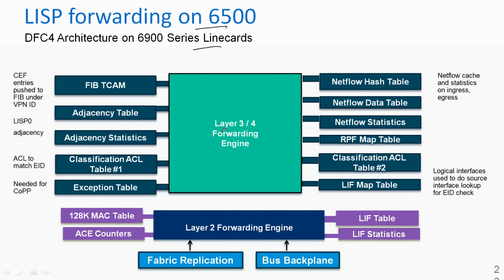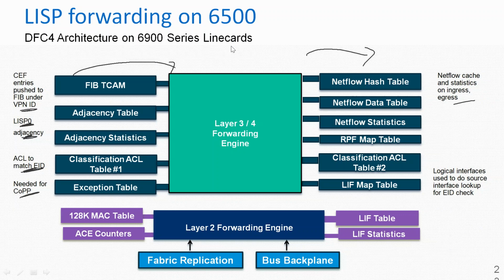Here you can see the layer 3, layer 4 forwarding engine, and there are so many things inside this as well. We have layer 2 forwarding, layer 3 forwarding, and then there are recirculations. Here you can see FIB CAM, and side by side we have CIF entries pushed to FIB under VPN ID. We have LISP 0 adjacency, and an ACL to match endpoint entities noted for CoPP. By default there will be a CoPP policy, control plane policing. Then this is the ingress direction, this is the egress direction, NetFlow cache statistics on egress, and a logical interface used to do the source interface lookup, and EID.